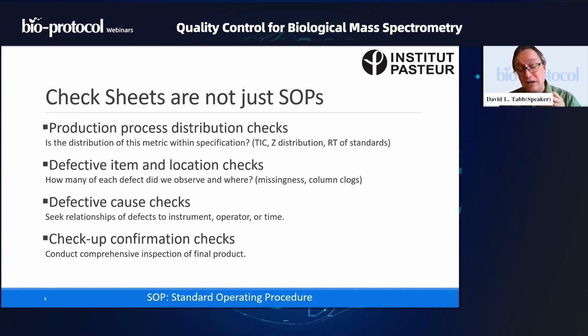And in fact, Ishikawa goes through quite a lot of detail on what kinds of check sheets he has in mind. So production, process, distribution checks. Seems like kind of a long name, doesn't it? But in these, we have some sort of value that our experiment has produced, and we want to determine, is that value in bounds or out of bounds? Is this acceptable or is this not acceptable? So is the distribution of this metric within specification?